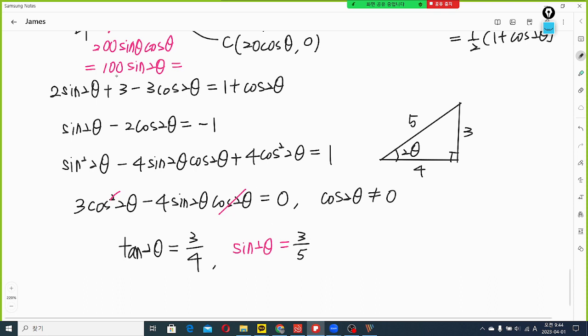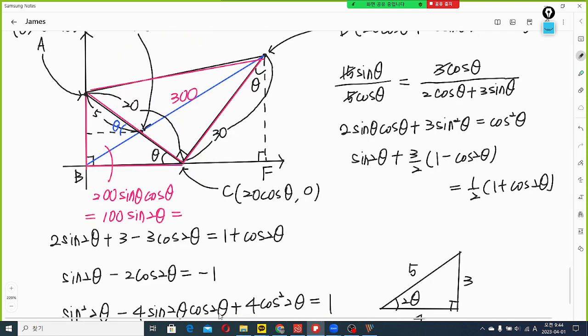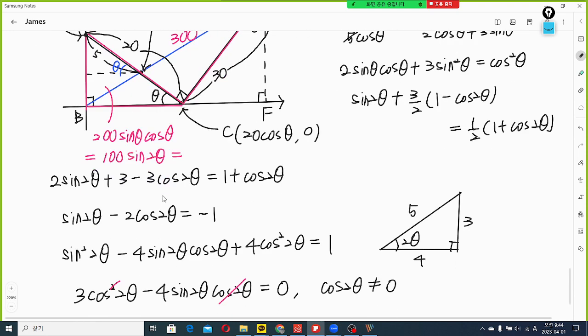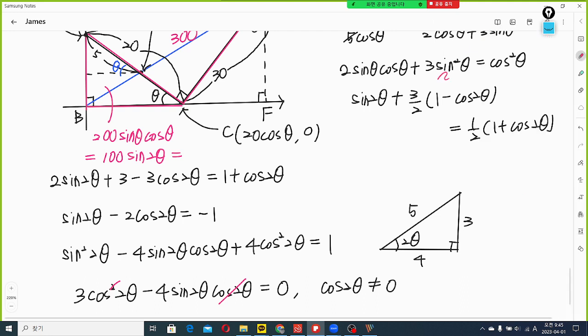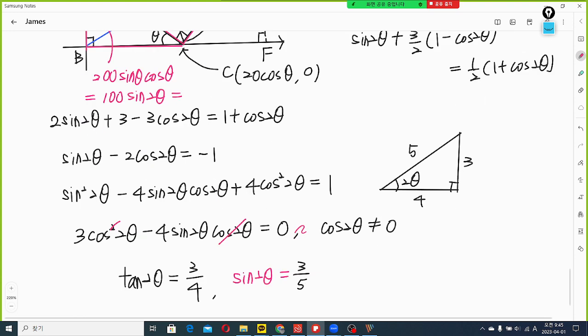So now, what's the area of triangle ABC, if that's 100 times the sine of 2 theta? So, 3 over 5 times 100. 100 times 3 over 5, so 300 divided by 5 is 60. Yeah, 60.